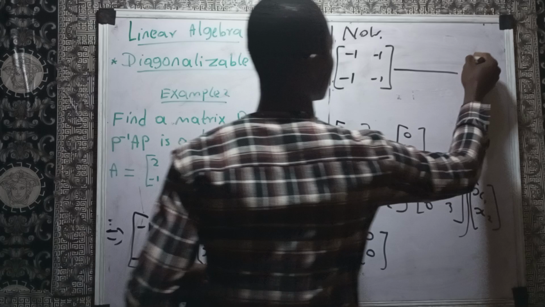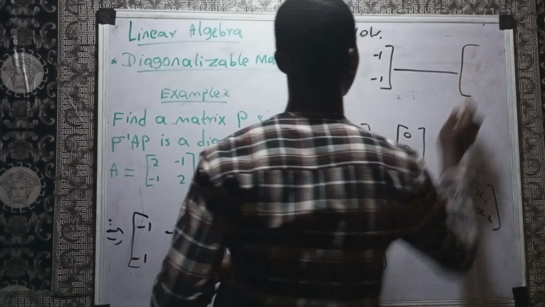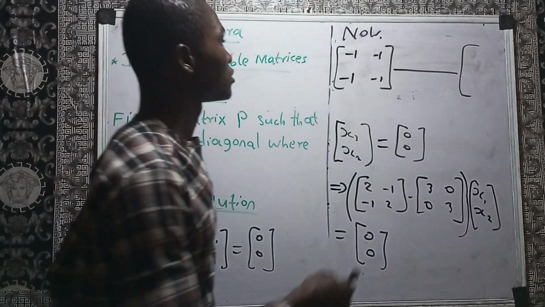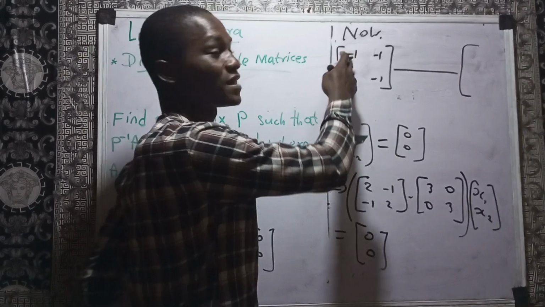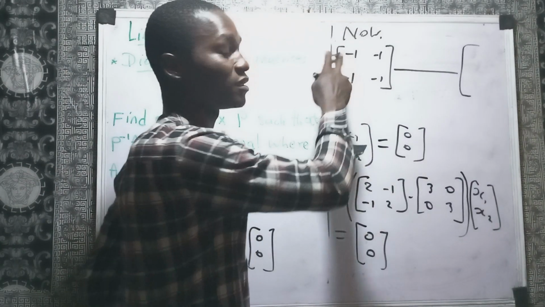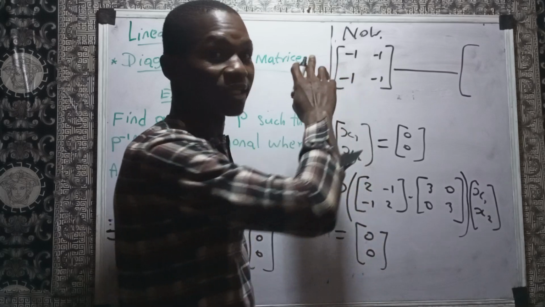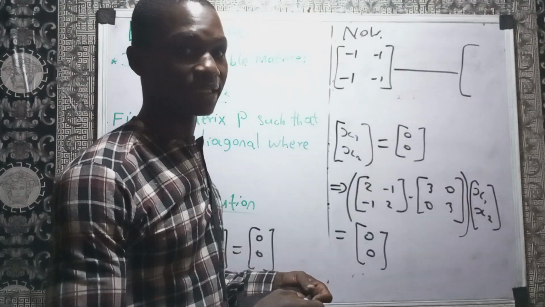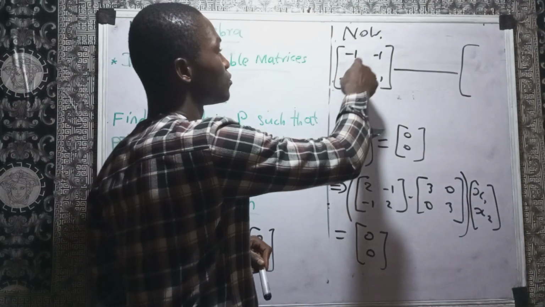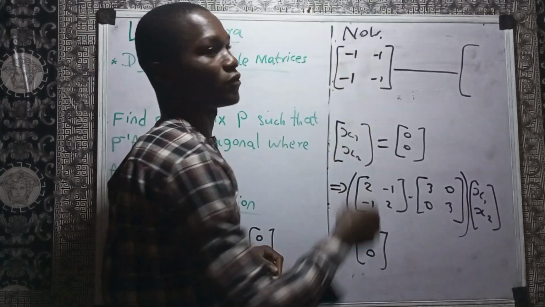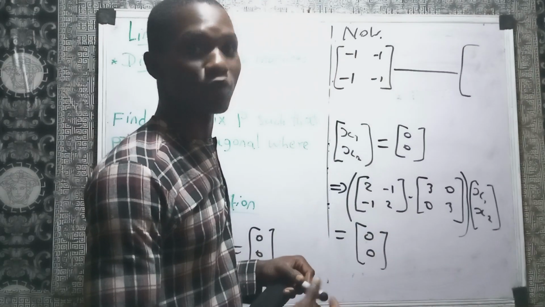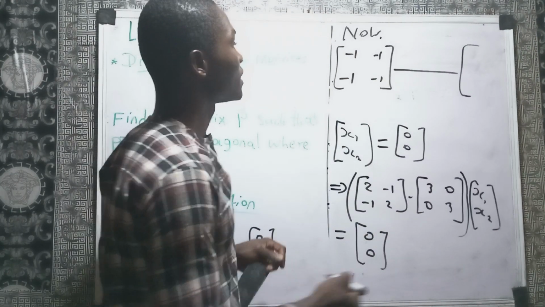Perform row operation on it. Right? Let's perform row operation on it. The first non-zero entry in any row is called the leading entry. So the leading entry of this row is this negative 1. Let me make it a positive 1.